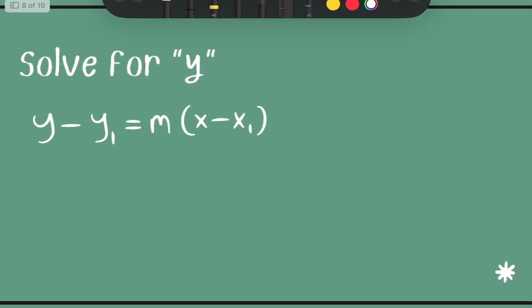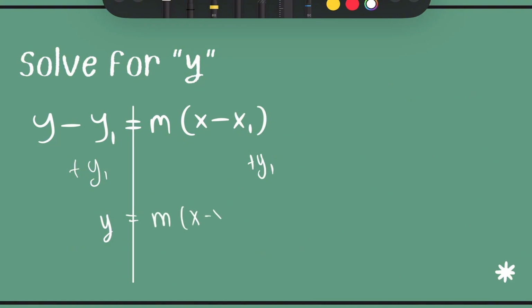Here, they simply want us to solve for y. So we need to think, what are the other variables doing to y that are on the same side, of course? And we see that y1 is being subtracted from y. So we are going to simply add y1 on both sides, and I get left with y is equal to m, and I keep everything else the same. And now I simply add plus y1.